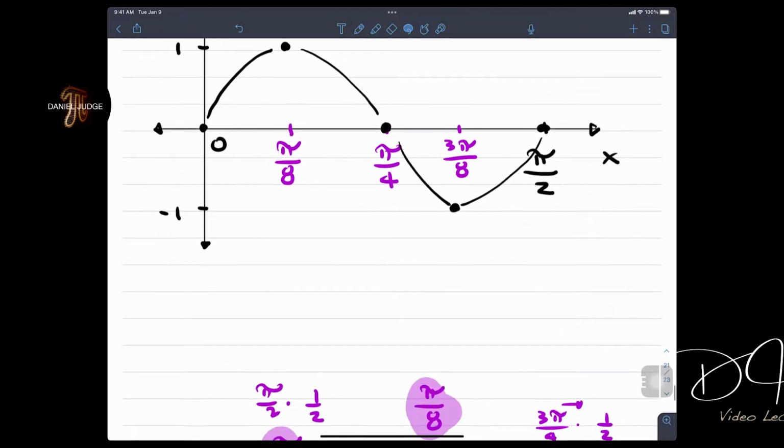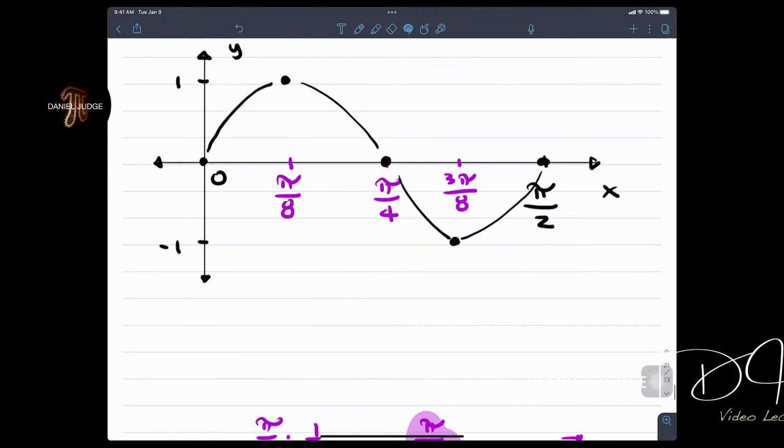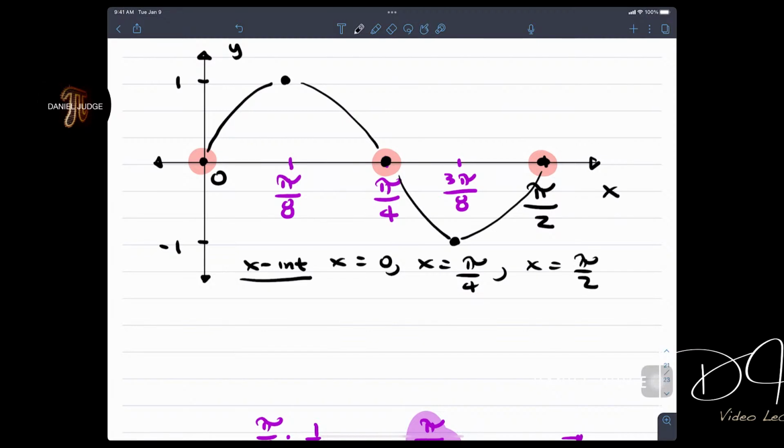So let's answer the relevant questions again. Picture's worth 1,000 words. Your x-intercept is going to be on the x-axis. That's where the curve hits the x-axis. It hits the x-axis when x is 0, when x is pi over 4, and when x is pi over 2.